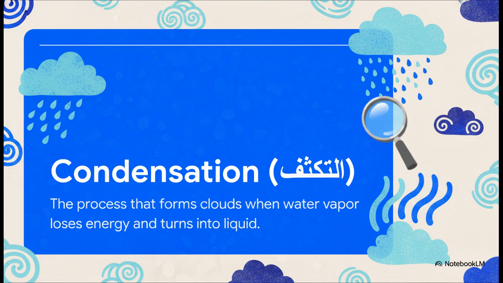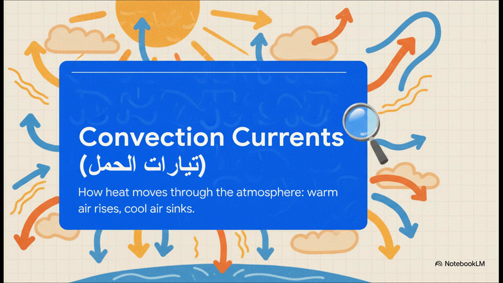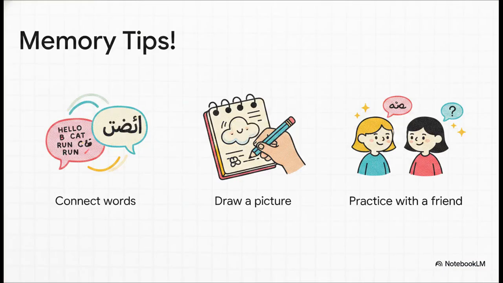Yes, you got it. And what do we call that movement of heat where the warm air rises and the cool air sinks? What is that? It's convection currents. Fantastic. Wow, you guys crushed it today. And to make sure all these new words really stick in your brain, here are a few quick tips. Try connecting the English and Arabic words, or maybe draw a little picture for each word. You could even quiz a friend. Just find whatever works for you.